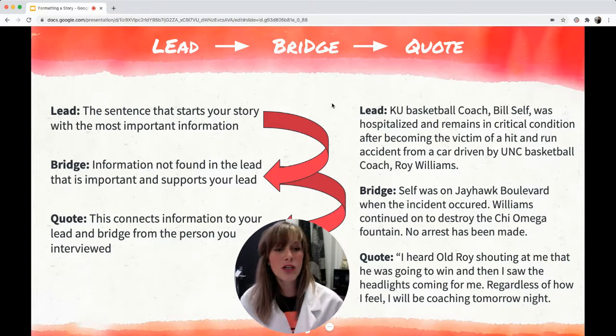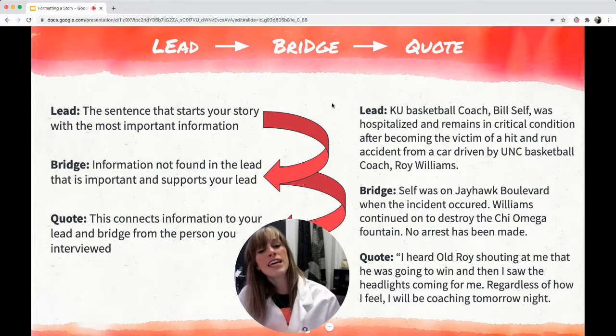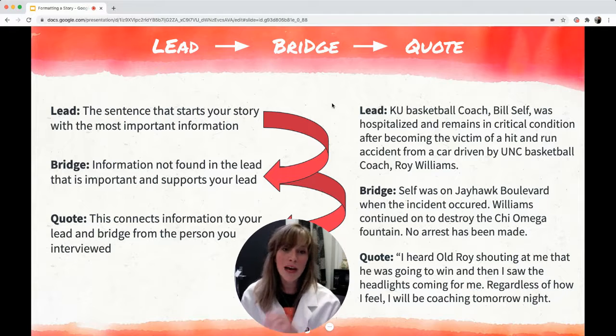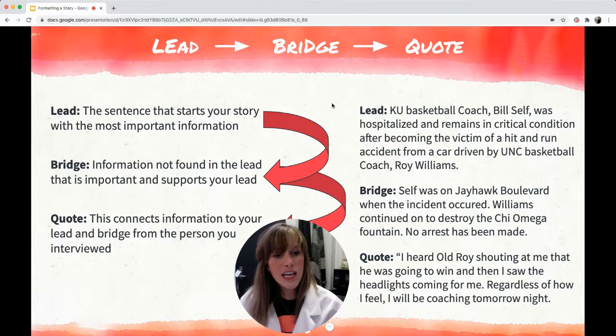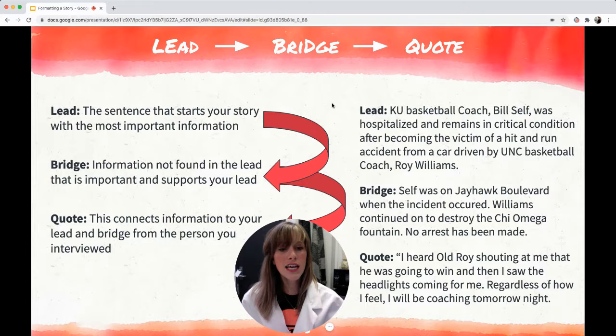KU basketball coach Bill Self was hospitalized and remains in critical condition after becoming the victim of a hit-and-run accident from a car driven by UNC basketball coach Roy Williams. Bridge, supporting information. Self was on Jayhawk Boulevard when the incident occurred. Williams continued on to destroy the Chi Omega fountain. No arrest has been made.